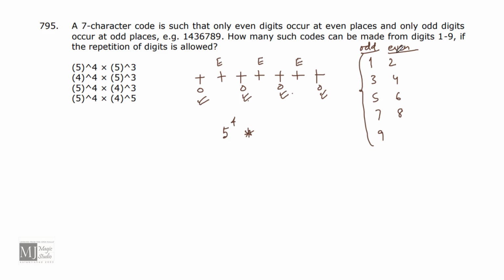Similarly, now we need to place the 4 even digits in these 3 even places, and at any place all 4 can be used because repetition of digits is allowed. So they can be placed in 4 to the power 3 ways. So the answer is 5 to the power 4 into 4 to the power 3. Why into? Because it is AND. Place odd digits and then place even digits. 5 to the power 4 into 4 to the power 3 is option C.